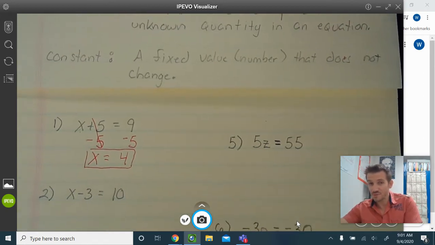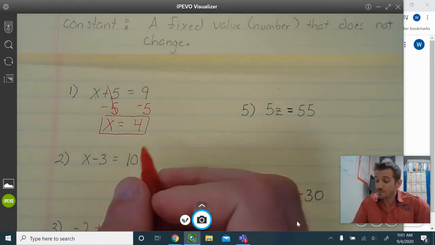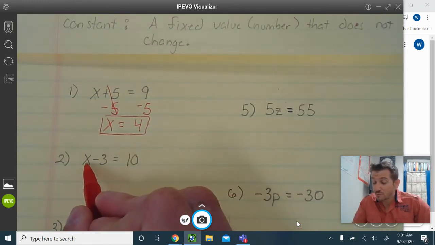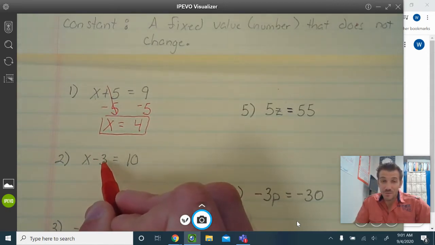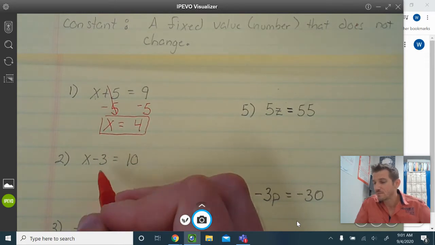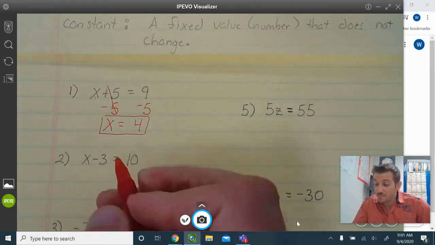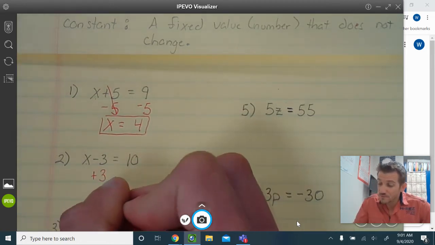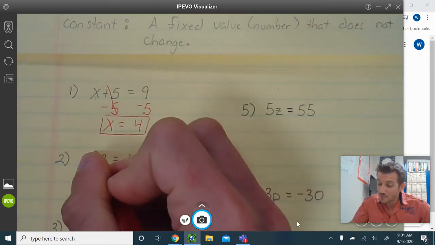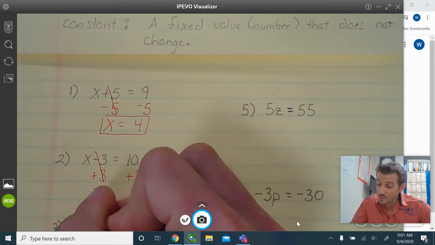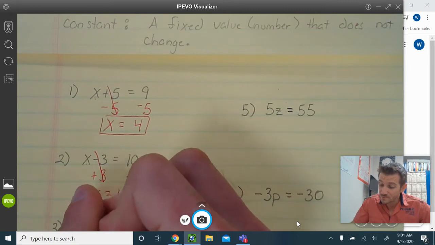Okay, next example to talk about is number 2. x minus 3 equals 10. Well, we have x again, our variable, and minus 3 equals 10. I want to get rid of minus 3. How do you get rid of a minus 3? Well, obviously we need to do the opposite of minus 3, which would be plus 3. But if I do it to one side, always remember we must do it to the other. This leaves us with x equals 10 plus 3, which is 13.